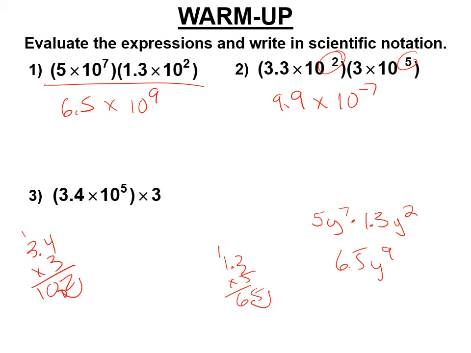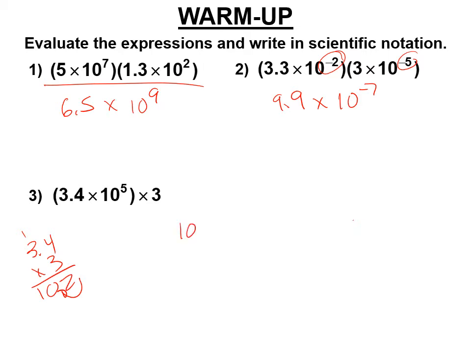So let me just clean this up a little bit of these other things I wrote. And so we have 10.2 times 10 to the 5th. So what's wrong with that? Why is that not the right answer? Well, it's not the right answer because it's not in scientific notation.